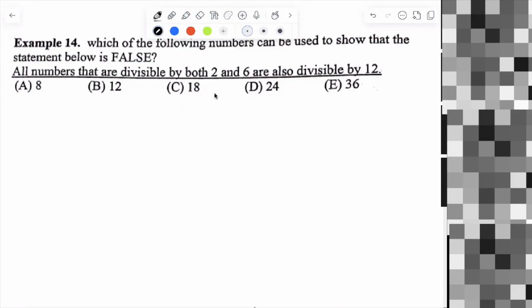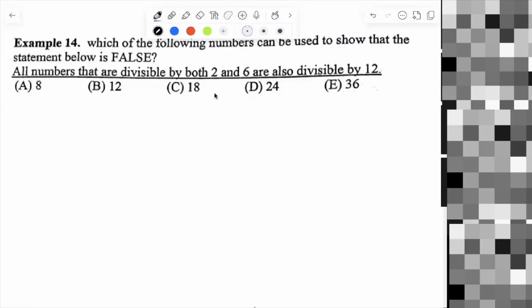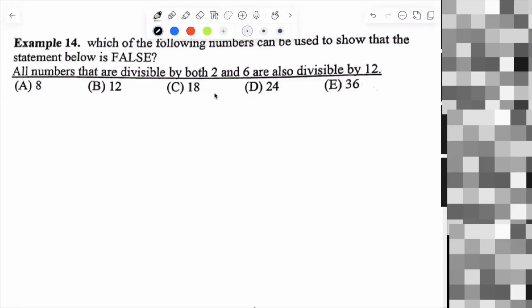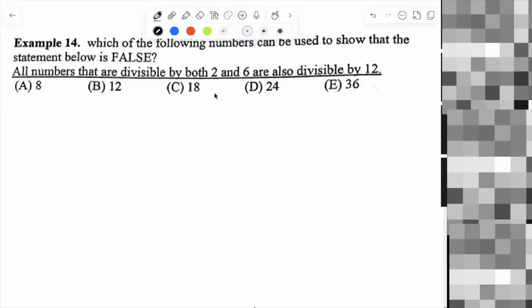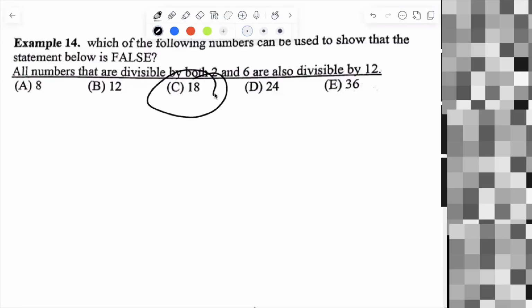Out of all these options here, one of them is divisible by 6, but not divisible by 12. Which is C, or 18. So the answer to this question is just C. Alright?